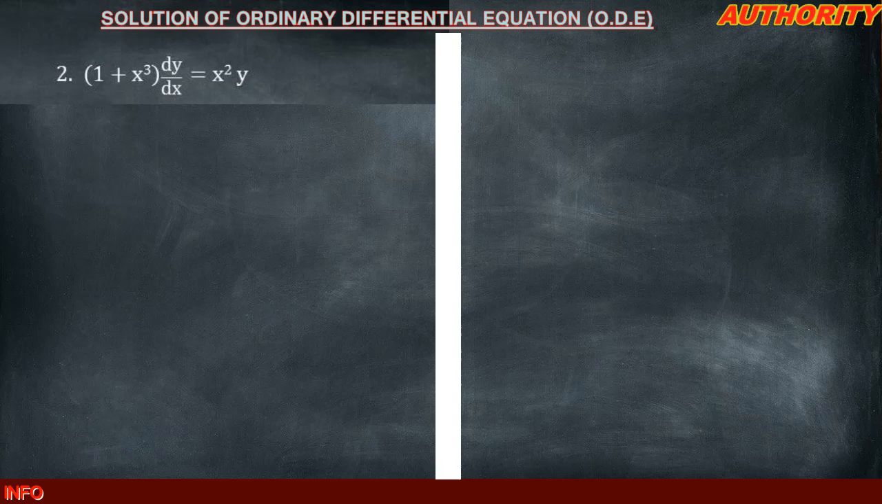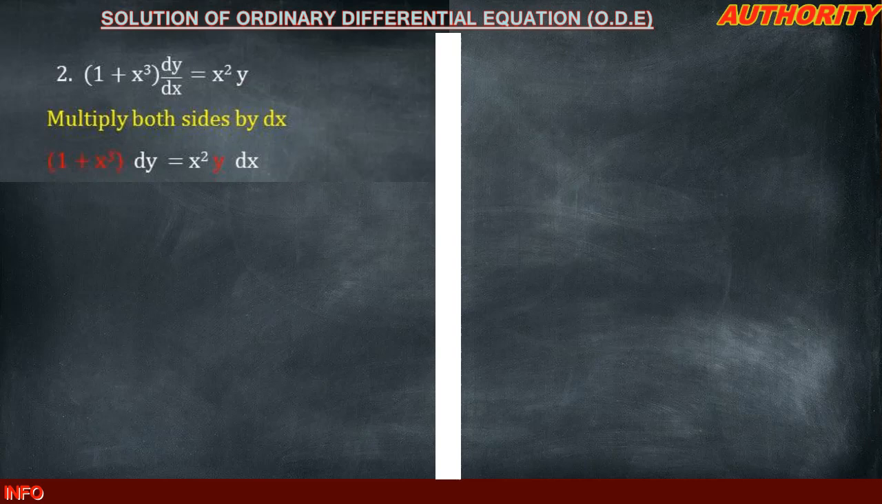Okay, so here let's separate these variables. To do that, let's make it linear first by multiplying both sides by dx. When we multiply both sides by dx, it reduces to (1 plus x cubed) dy equal to x squared y dx. Is that true? Yes. Now we have (1 plus x cubed) dy equal to x squared y dx.